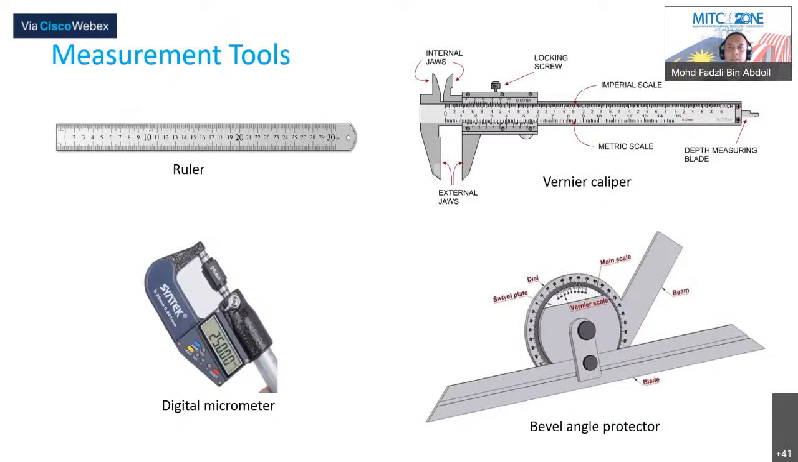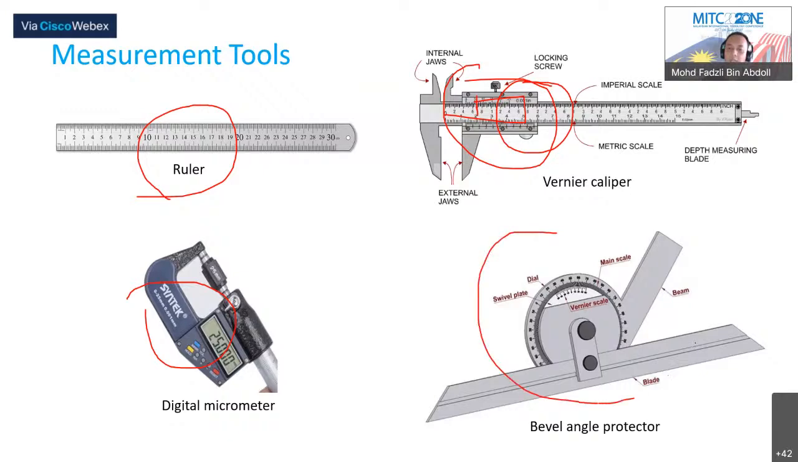Okay, and then this is some of the measurement tools. Yang ni saya rasa awak semua tahu lah kot. This is the micrometer. Ruler. And then this is the vernier caliper. Sekarang ni kita dah ada vernier caliper yang jenis digital. Dia dekat sini lah nombornya. And then this is the bevel angle protractor. Ni jarang kita guna.